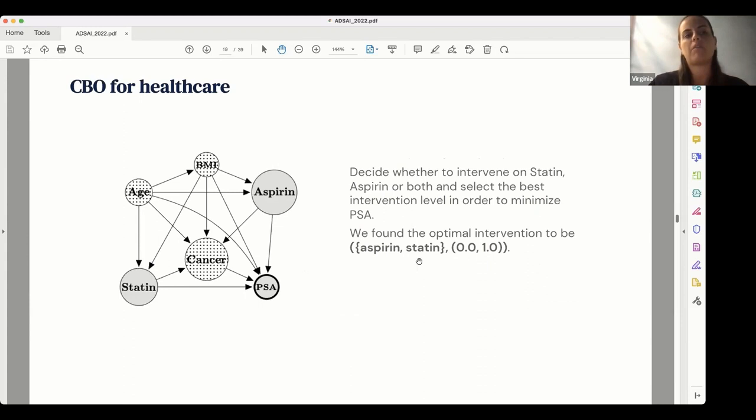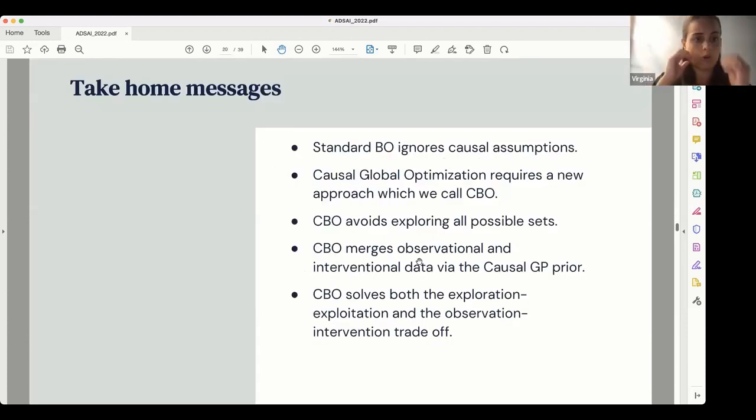We also used the same type of algorithm, for example, to select the optimal drug dosage, of statin and aspirin, in order to minimize the level of prostate-specific antigen. Surprisingly, we found the optimal interventions to be maximum level of statin, lowest level of aspirin, which is consistent with the domain knowledge. So there are several take-home messages.